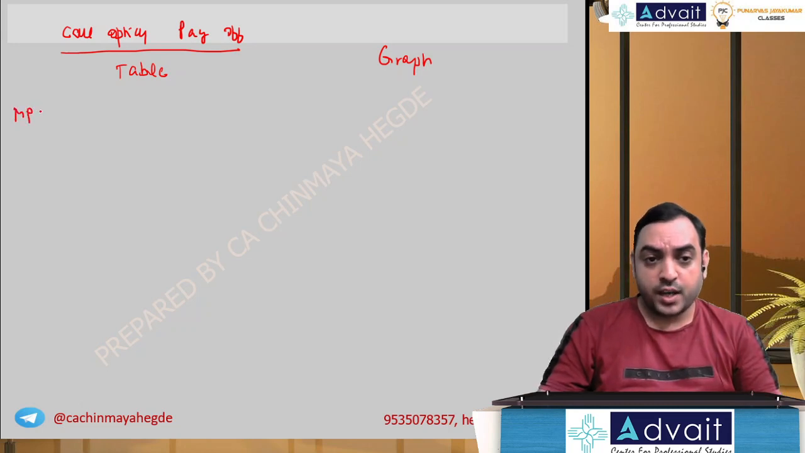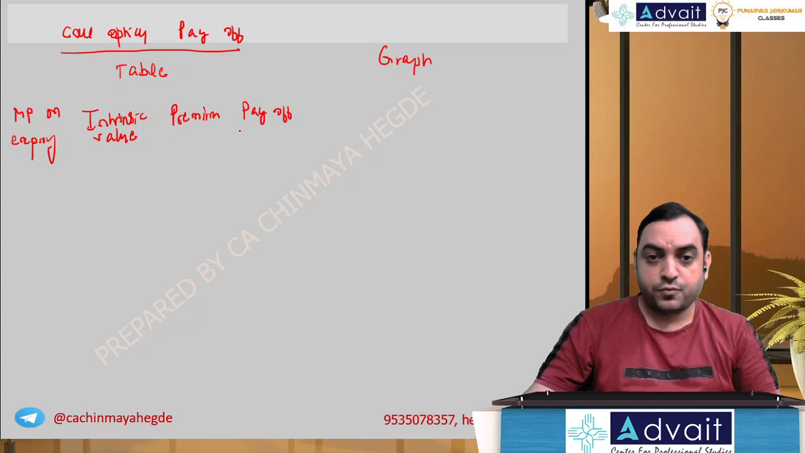One is market price on expiry, then intrinsic value, premium paid, then payoff for holder and payoff for writer.